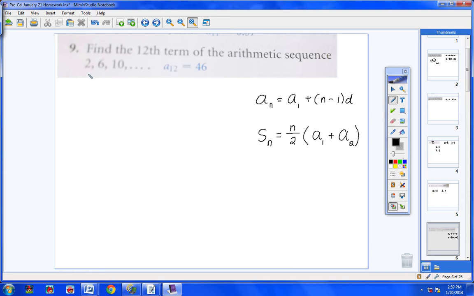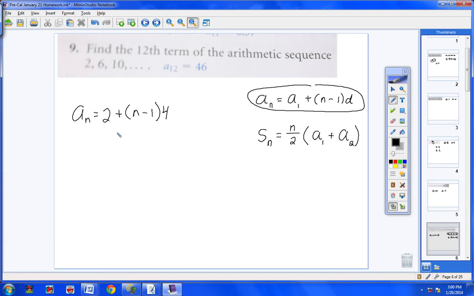Now, if you wanted to, this is the first term, this is the second term, this is the third term, you could keep adding 4, 4, 4, 4 over and over until you got to the 12th term. That's fine, but really what if I asked you to find the 150th term? Then that method is really not going to work. So I'm going to quickly find the nth term. Right here's my formula. First comes a subscript 1, that's your first term, so 2, plus n minus 1, and then your common difference, and of course we're adding 4, so your common difference is 4.